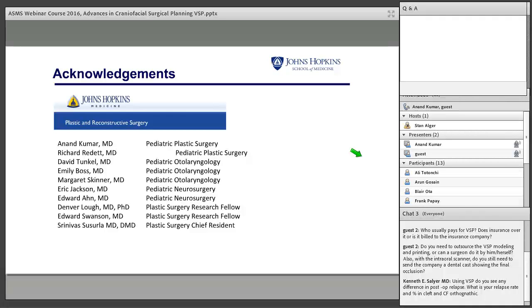And then the first question, can you repeat that one more time, Stan? Yeah, absolutely. Do you need to outsource the VSP modeling and printing, or can a surgeon do it by him or herself? Oh, okay. This is a medical legal question, not a technological question. Because if you have Dolphin, you have the digital modeling software sitting in your computer, and if you have a 3D printer, you can simply print your thing.